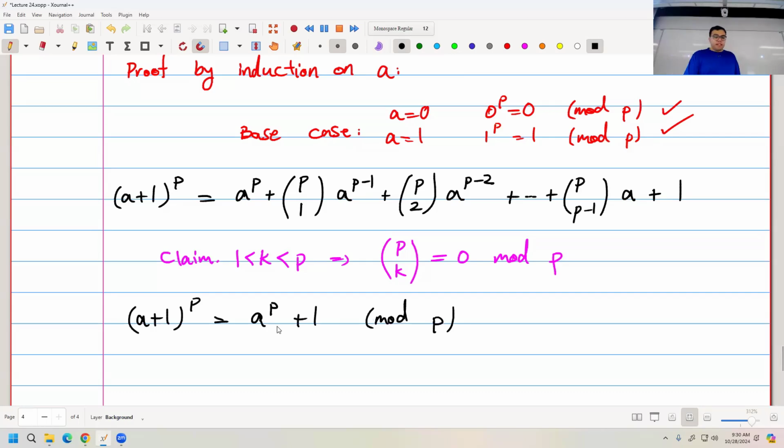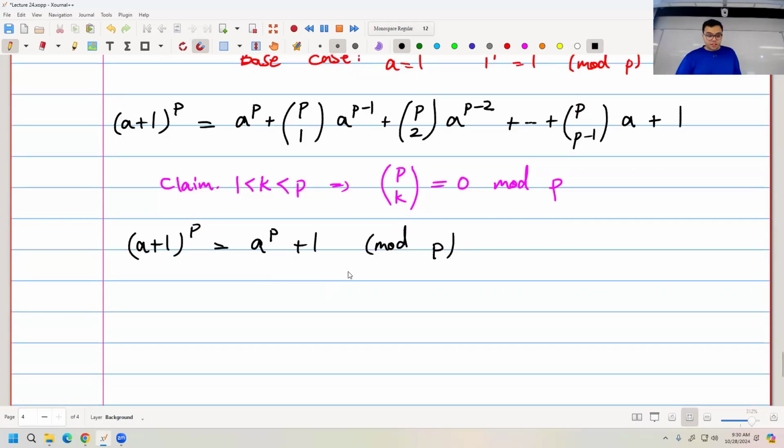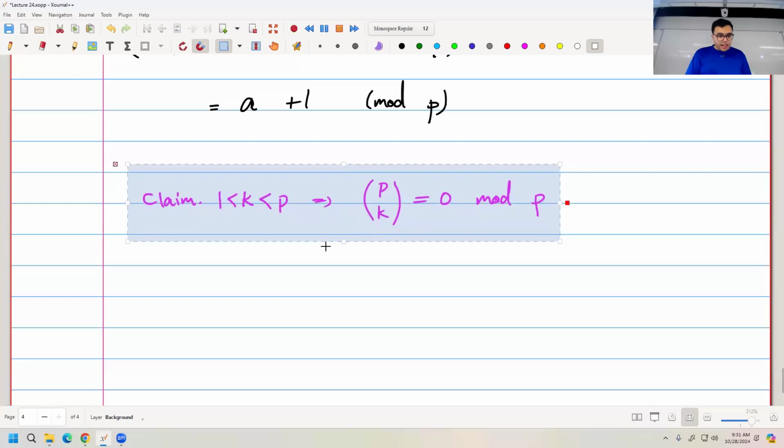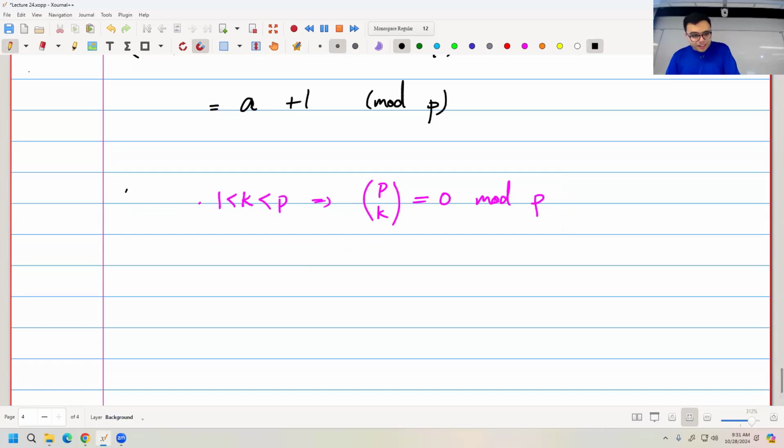Okay, but what is A to the power of P? By induction hypothesis, it's just A. Okay, so this is A plus 1 modulo P, which is exactly what I wanted. So as long as I can prove my claim here, then I have a new proof of Fermat's little theorem. Okay, so why does this claim hold? Let's come back here and let's call it a lemma now because I want to give it a proof. Okay, why does this lemma hold?